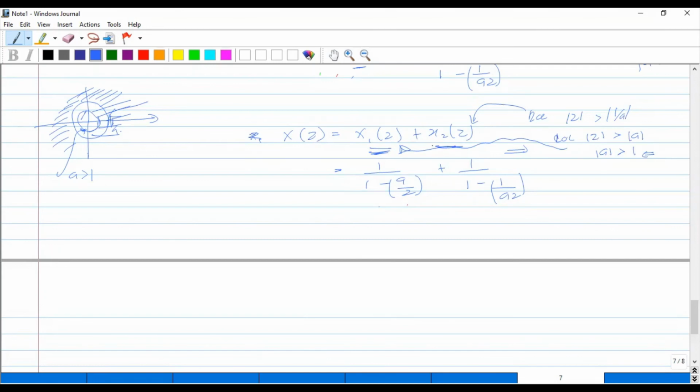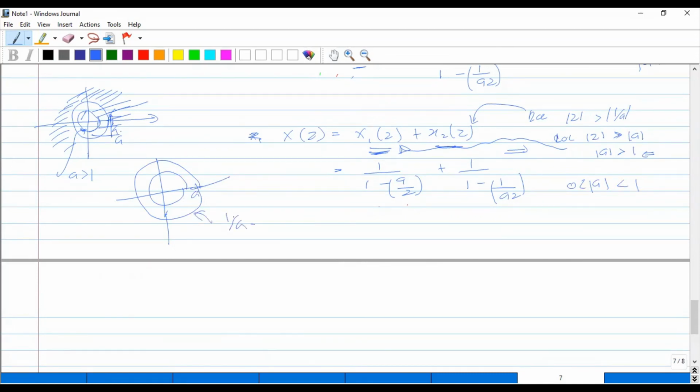Those common values are the ROC. If A is greater than 1, ROC will be greater than A. But what happens if A is between 0 and 1? Okay, so this is A, and 1 by A will be outside the A circle.